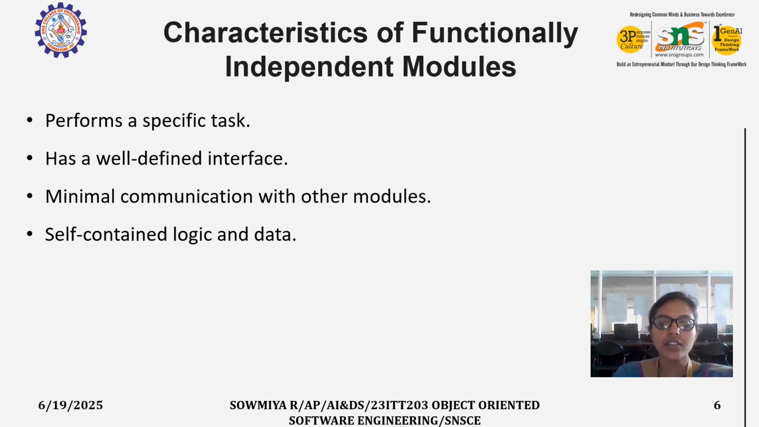Then, characteristics of functionally independent modules. What does a functionally independent module look like? It performs a specific task. It has a clearly defined interface. It communicates very little with other modules. It contains its own logic and data, meaning it's self-contained. These characteristics make the module easier to test, change and reuse.